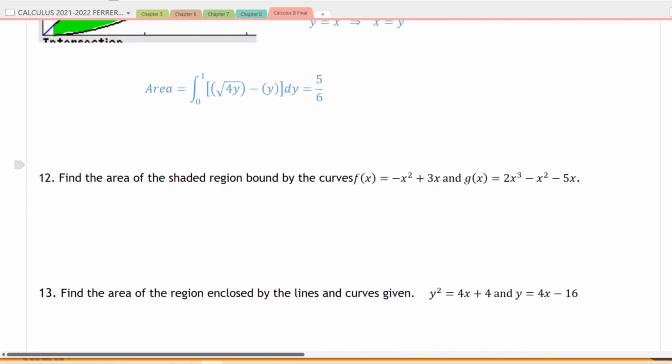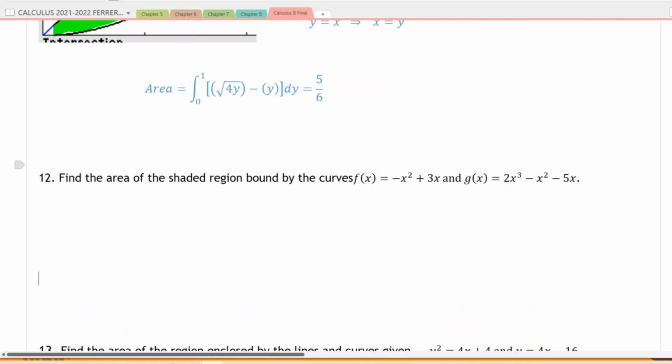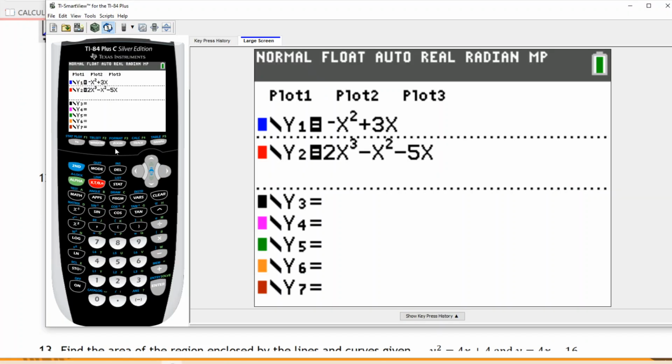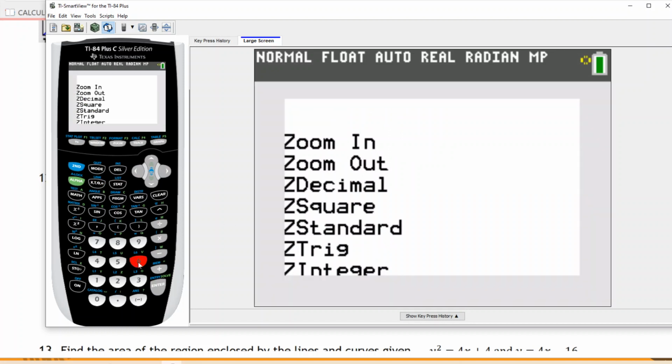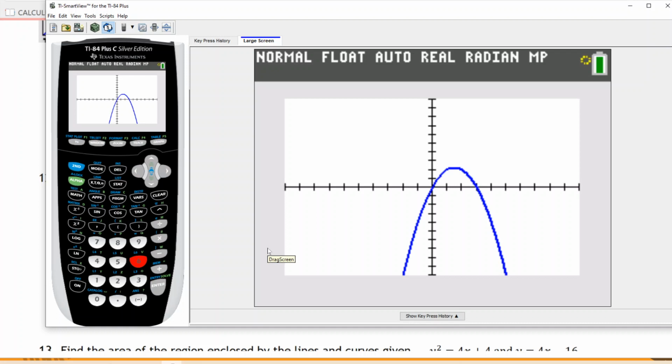Find the area of the shaded region that's bounded by the curves f of x and g of x. So let's graph this so we can find out what this region looks like. We'll put the functions into our calculator. And since we don't really know what zoom to use, we're going to use zoom 6, which is zoom standard. And let's see if we can find a region. Okay, so there are actually two regions here. This region here goes from, it looks like about 2-ish to 0, and the second region goes from about 0 to about 2. We're going to have to find all of those intersections just to make sure.